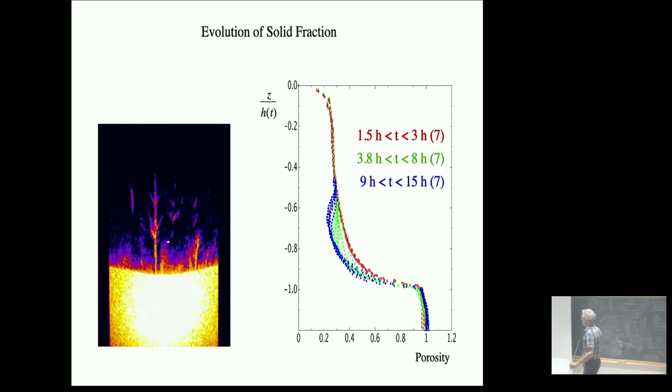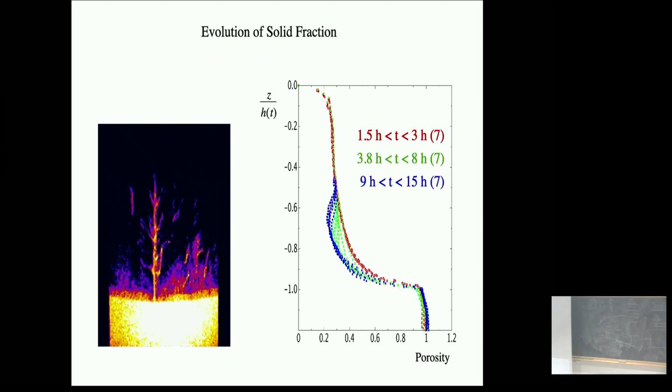We can use a coarse resolution on our MRI to take essentially horizontal averages of the solid fraction, or porosity actually is what is measured directly, as it evolves in time. I haven't shown the theoretical curve, but this red set of dots, which were taken in this window between 1.5 and 3 hours, actually sits right on top of the theoretical calculation that we made in my last lecture. So that is the solution. That is what you have when there's no convection.